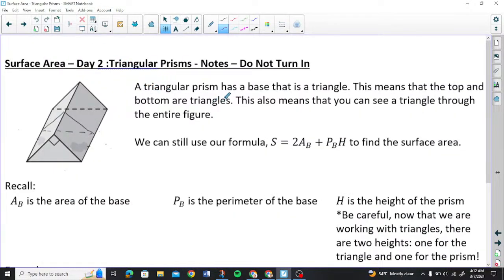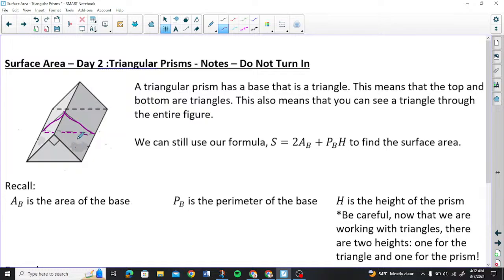A triangular prism has a base that is a triangle. That means that the top and bottom are triangles. This also means that you can see a triangle through the entire figure. So I drew one right here. This triangle right here through the figure is the same as this front one and the same as this back one.